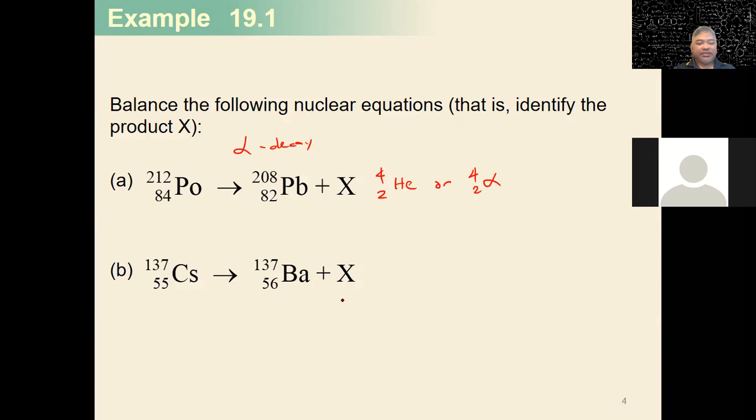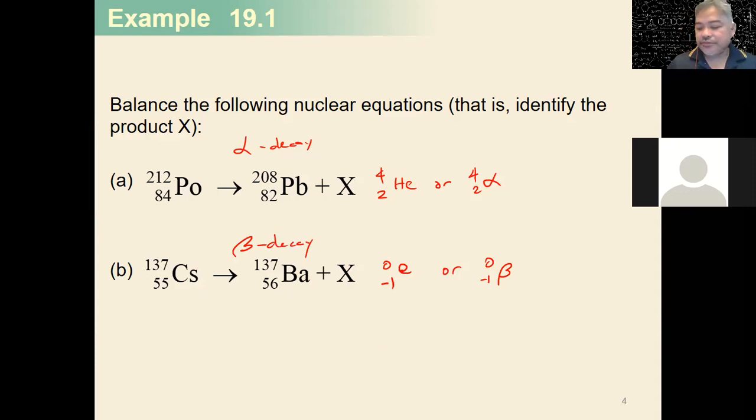Now how about the second one here? Electron. So you have here 0 because they have the same atomic mass number, and then here 55 and then 56, so that means that should be a negative 1. So it's either an electron or a beta particle. So this is an example of a beta decay.